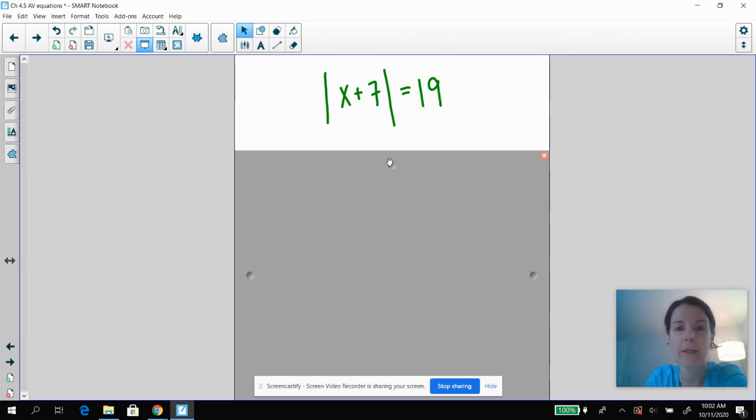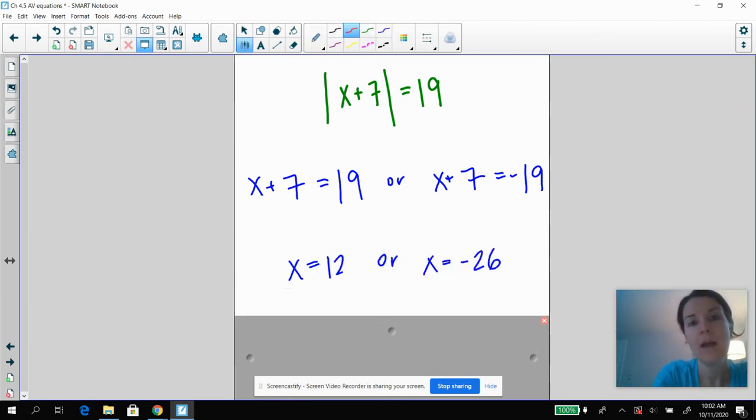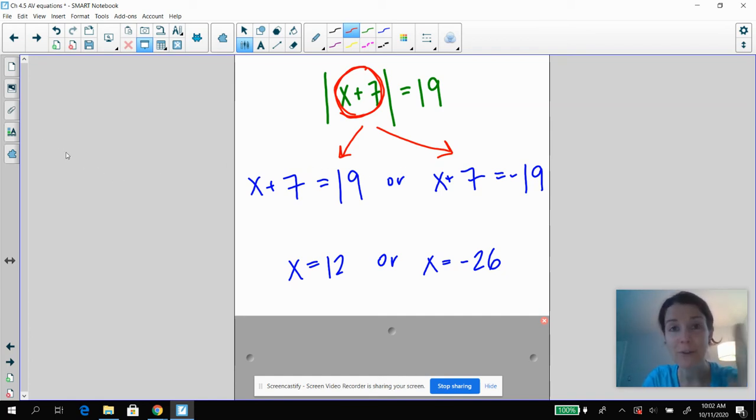Okay, we're back. So look, see that I've got something within the absolute value and it equals 19. That means this thing within the absolute value could either be positive 19 or negative 19. And then you solved, and you got that x equaled 12 or x equaled negative 26. If that didn't feel good to you, pause this, try it again, and maybe go back to the previous slide.